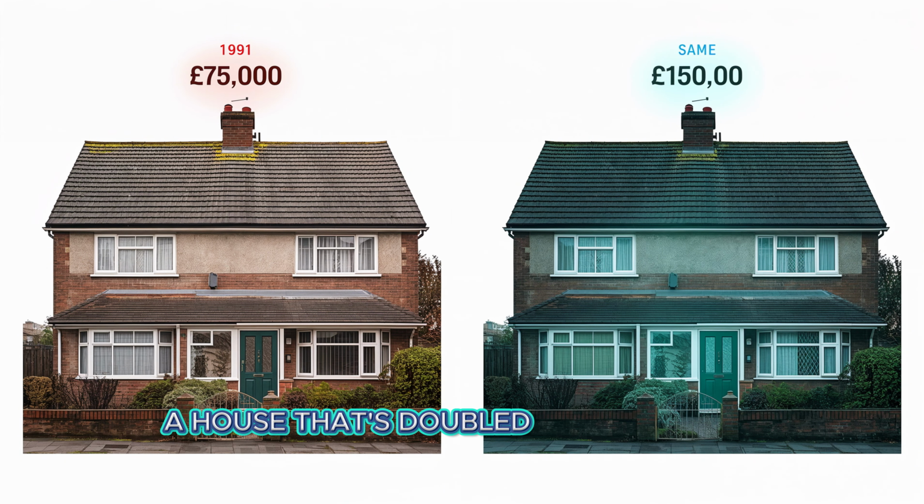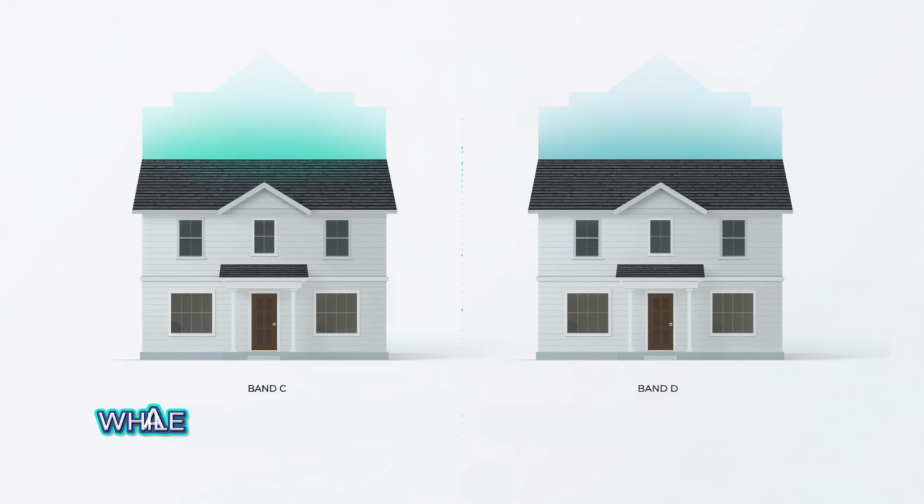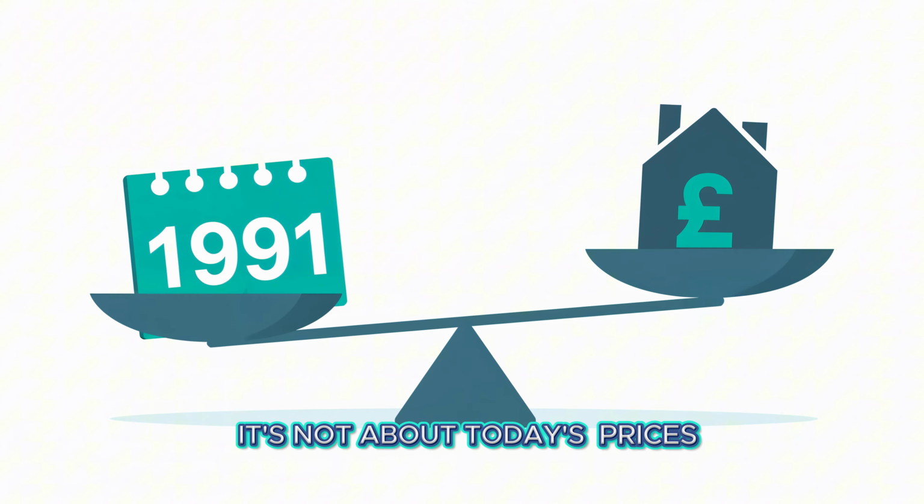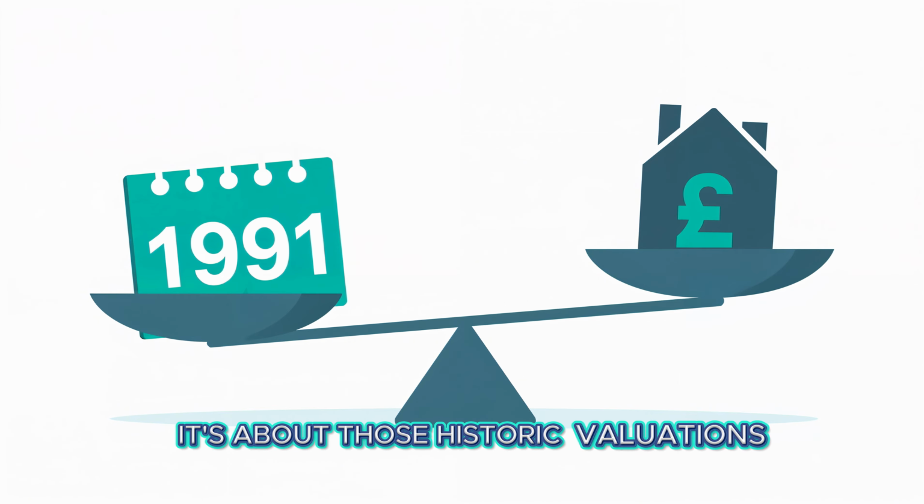A house that's doubled in value since 1991 could still be sitting in Band C, while a similar home next door may be in Band D. It's not about today's prices, it's about those historic valuations.